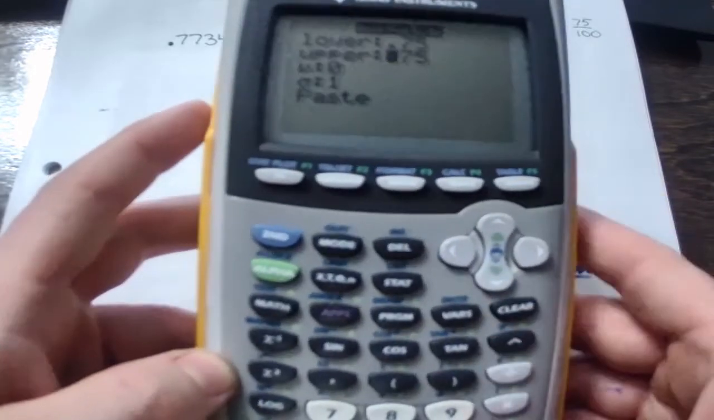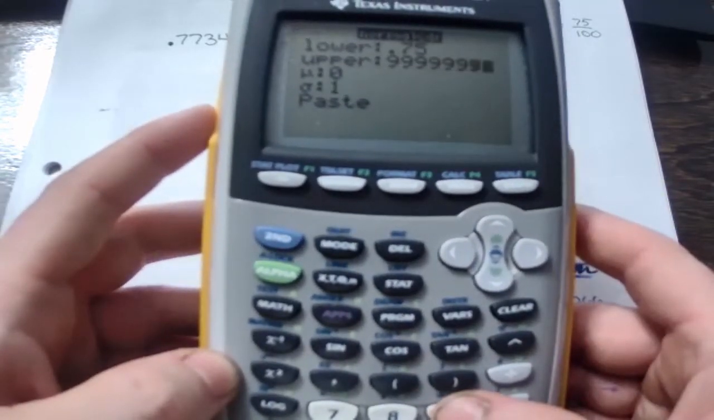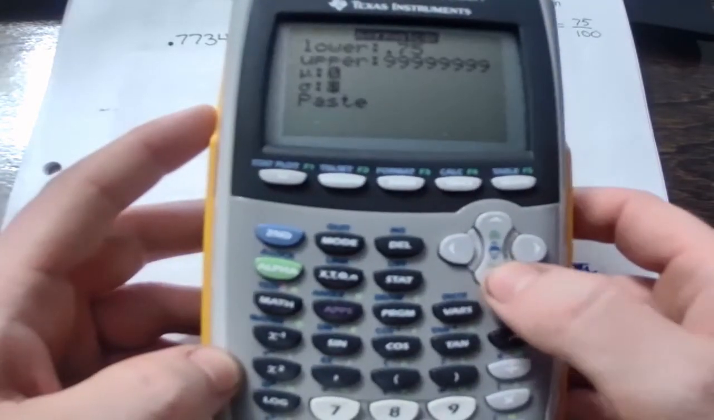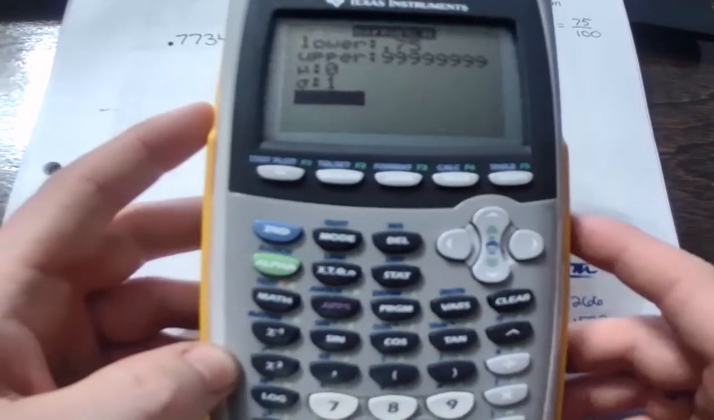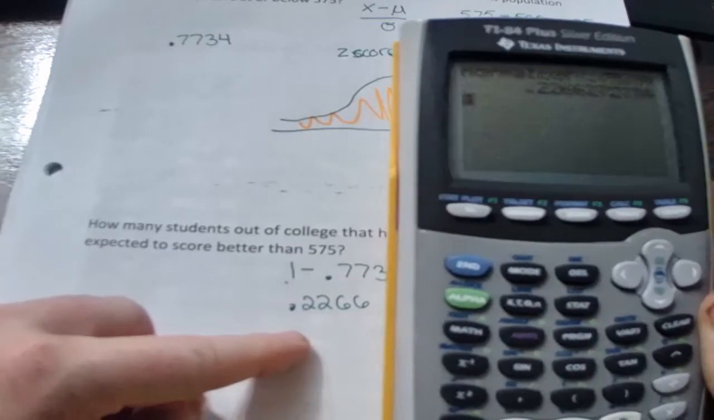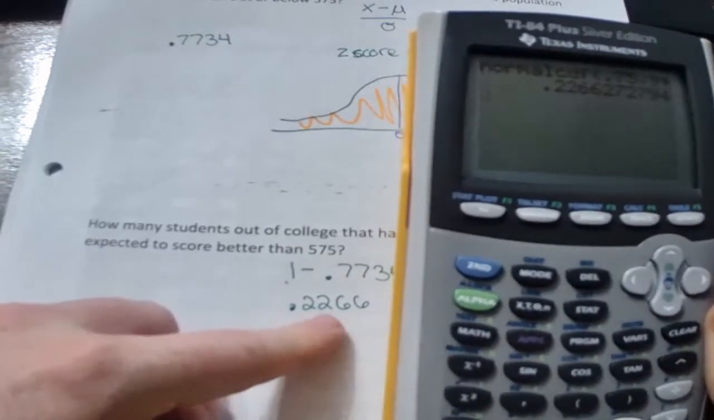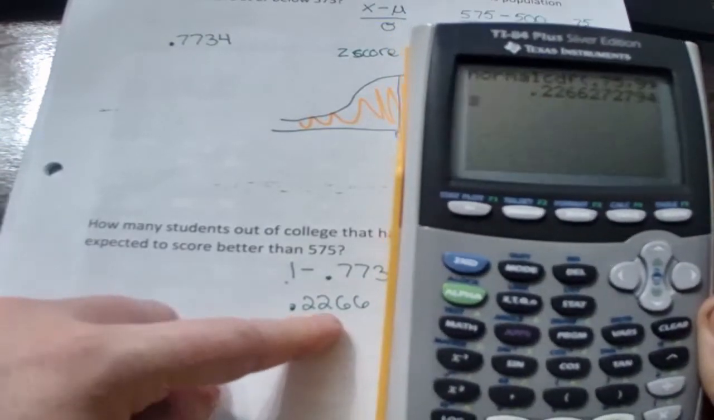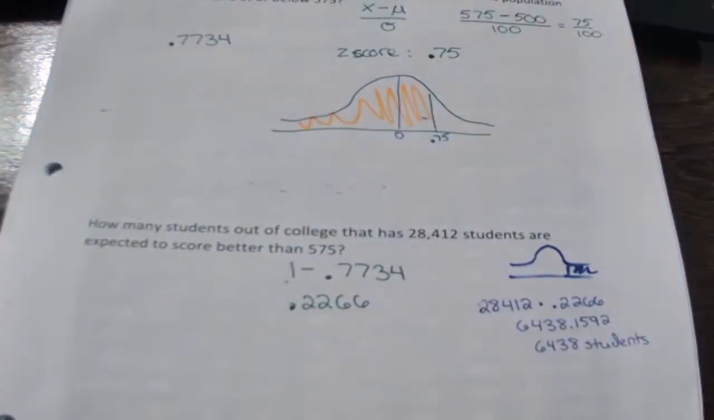Now my upper I want to go on forever, so I'm just going to put a bunch of 9s in there. And go to paste. And it ends up being 0.2266, just like we have there. So in case you wanted to use the calculator for it, you could have done it that way as well.